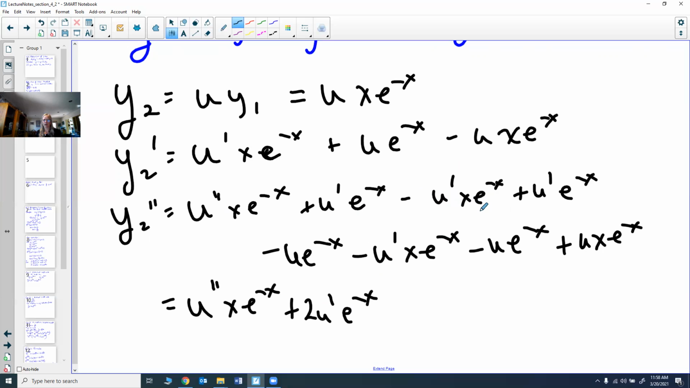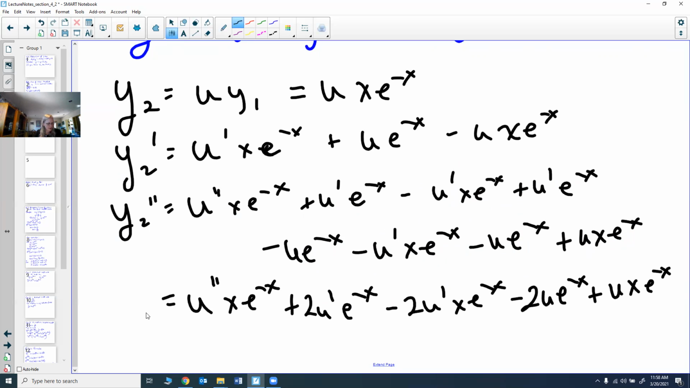We have a minus u prime x e to the minus x. So we have a minus 2u prime x e to the minus x. We have a minus u e to the minus x, and a plus u x e to the minus x. Oh, nope, they're not the same. So we have a minus u e to the minus x and another minus u e to the minus x. So we have minus 2u e to the minus x. And we have a 2u x e to the minus x at the end. Okay. So here's what we have.